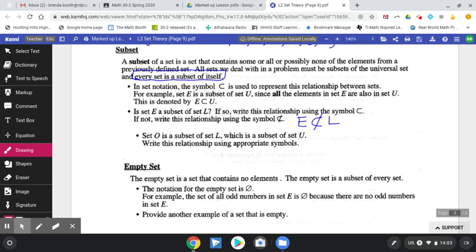Set O is a subset of set L, which is a subset of set U. Write this relationship using appropriate symbols. So set O is a subset of L, which is a subset of U.